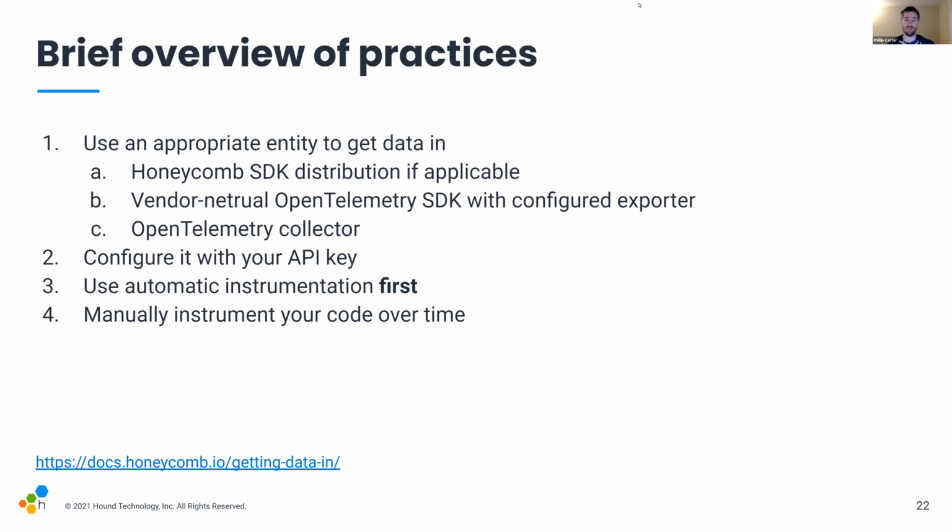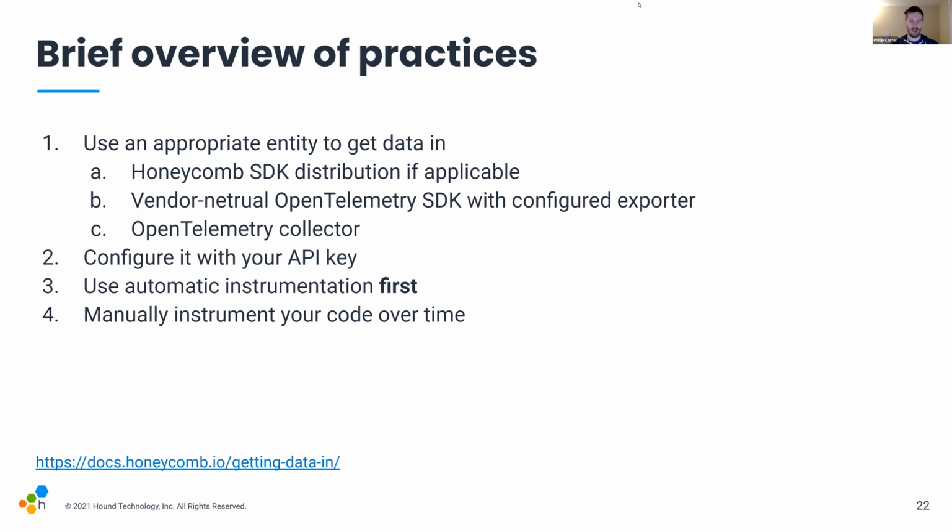Then you configure it with your API key, and you specify your data set in this case, and you say, okay, I want to send data to this spot. See if you can wire up automatic instrumentation first, because that's the easiest way to get a bunch of data in where you can already start gleaning some insights, and then manually instrument your code over time. You could start with manually instrumenting your code as well, but I think it's usually easier to start with auto instrumentation and then get a little bit of manual instrumentation in there, see what you get out of that, iterate and continue forward like that.